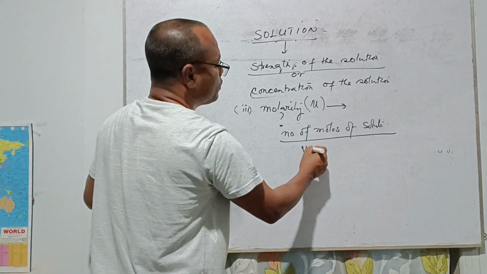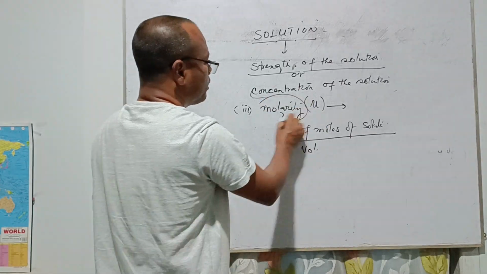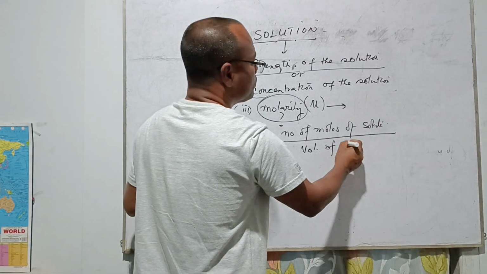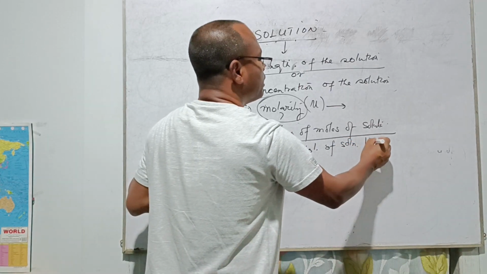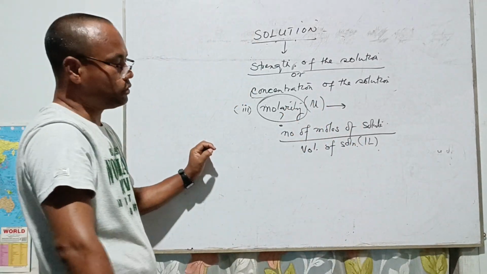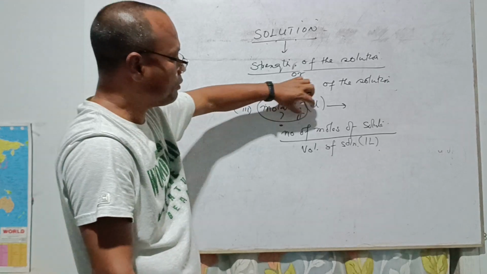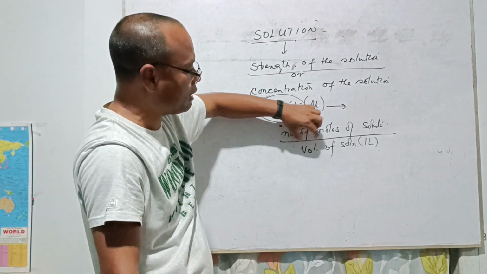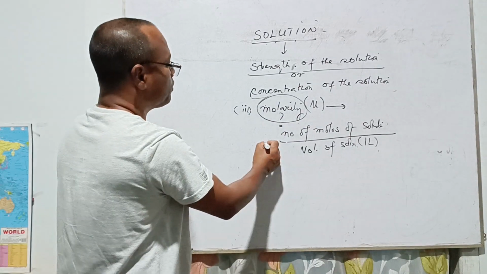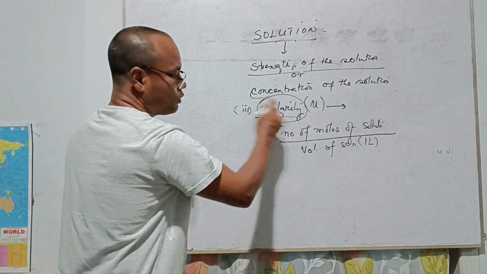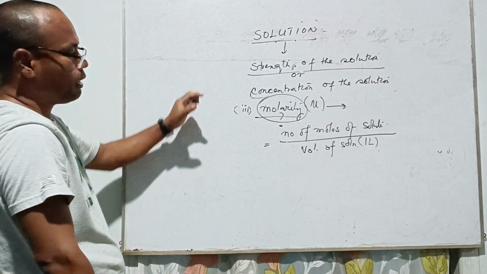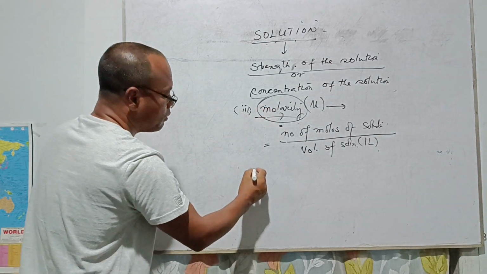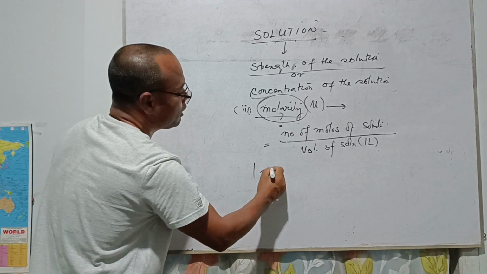What is the volume of the solution? When we calculate the molarity, the volume of the solution must be 1 liter. Remember, the number of moles of the solute present in 1 liter of the solution is what we call the molarity of the solution. Now remember one thing here. So molarity. What do you mean by 1 molar solution?